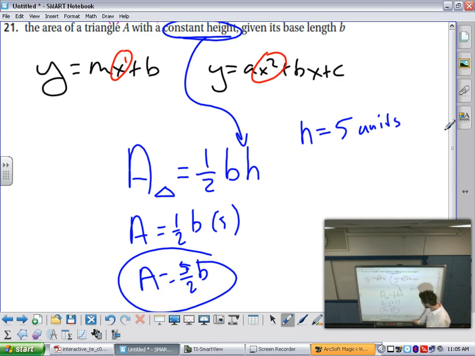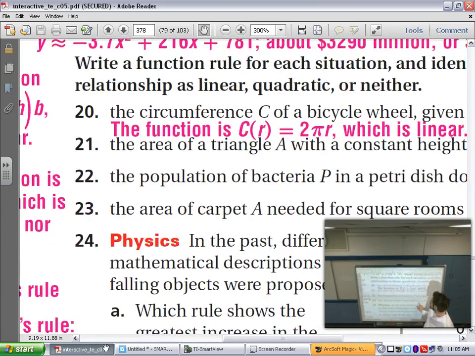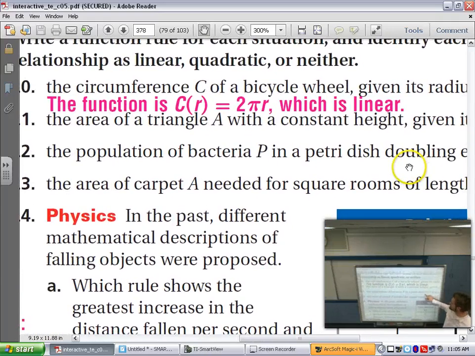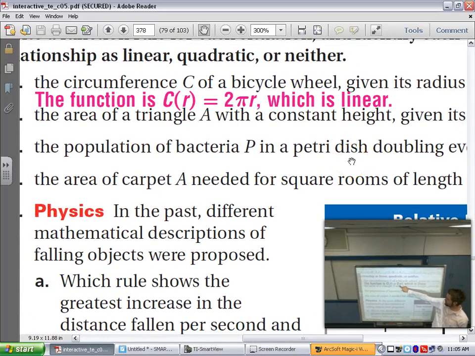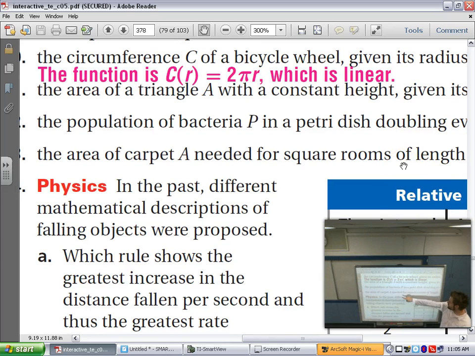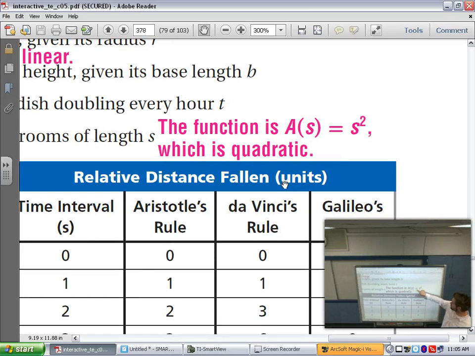Now, some of the other ones, however, look, the circumference of a bicycle wheel given its radius r, circumference is linear. It's 2 times pi times r. What about the area of a carpet needed for square rooms of length? The function for the area is side squared, because it's a square room, length times width, side squared. That's quadratic, because you see the degree 2, you see the power 2.